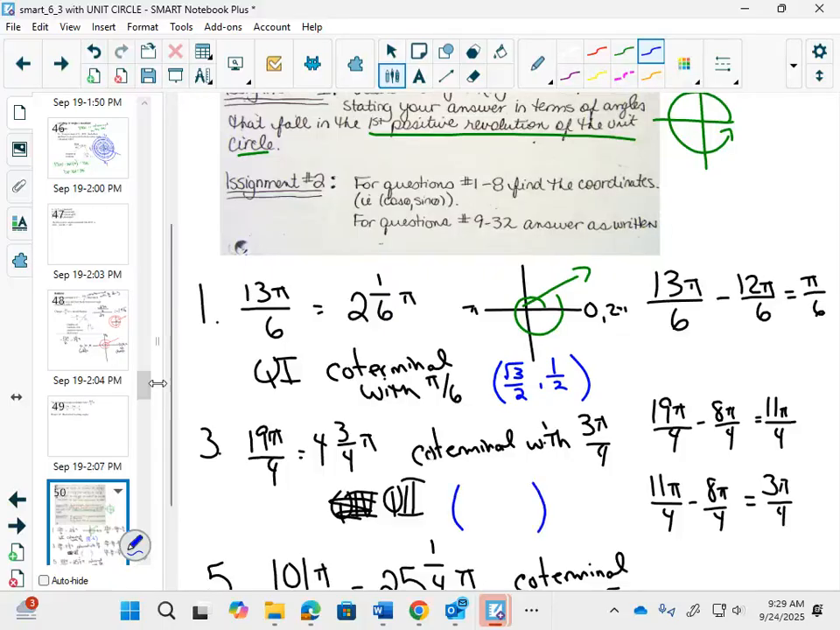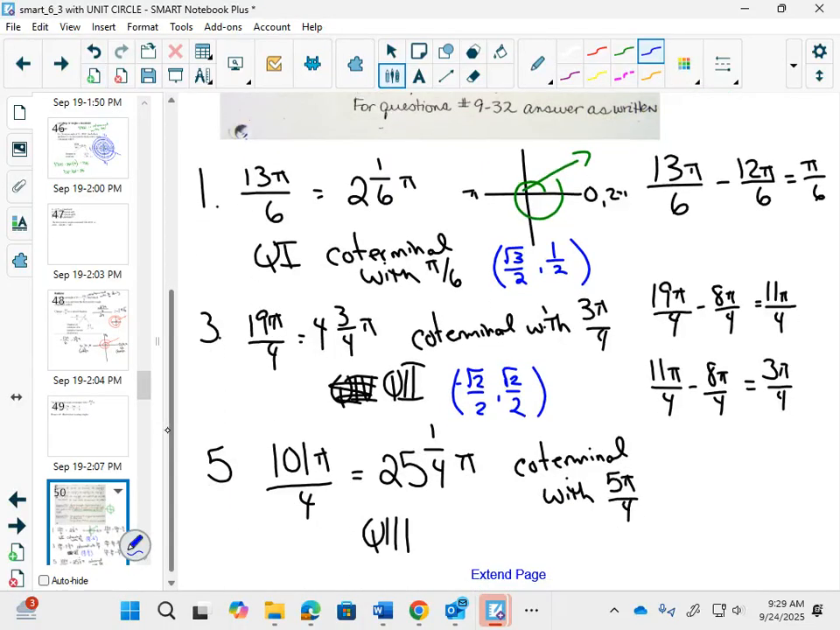Pi over 4 family. It's coterminal with 3 pi over 4. Pi over 4 family is always root 2 over 2, root 2 over 2, but because it's in quadrant 2, your x coordinate would be negative, your y coordinate would be positive. So you have negative root 2 over 2, comma root 2 over 2. And finally, in quadrant 3, pi over 4 family, so I know my coordinates are root 2 over 2, root 2 over 2, and they'll both be negative because it's in quadrant 3.